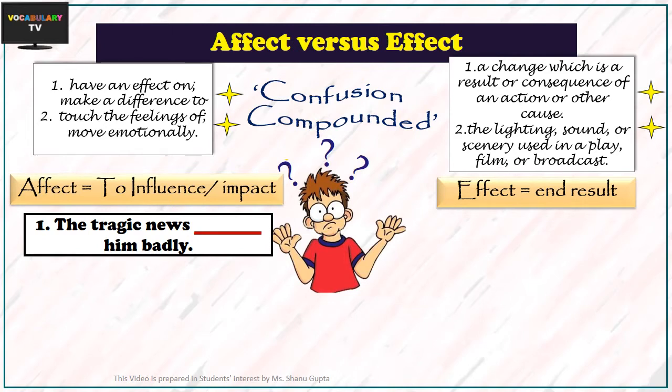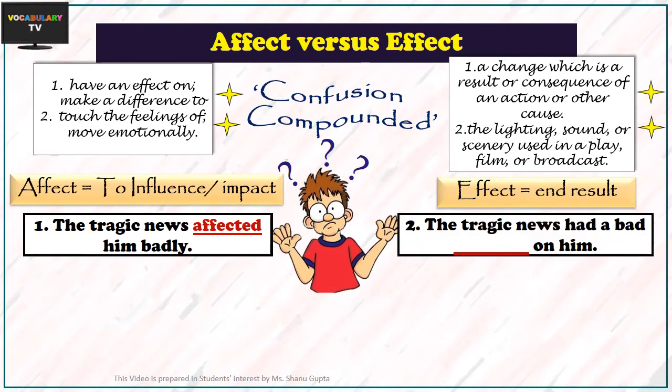Clearly a verb is required here, so the correct word is affected. The same sentence can be rephrased as, the tragic news had a bad dash on him. We are talking about the end result here, so effect.